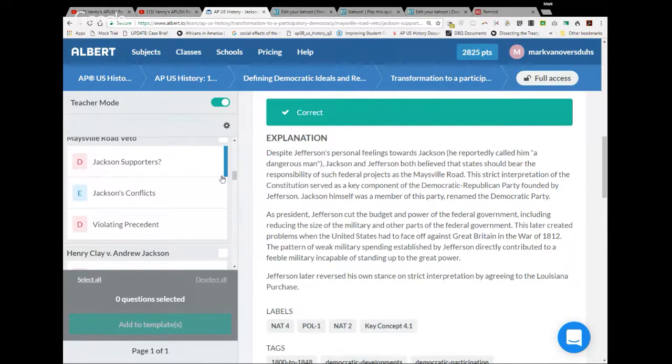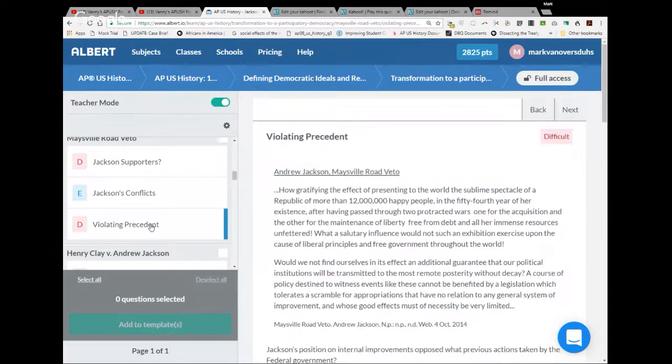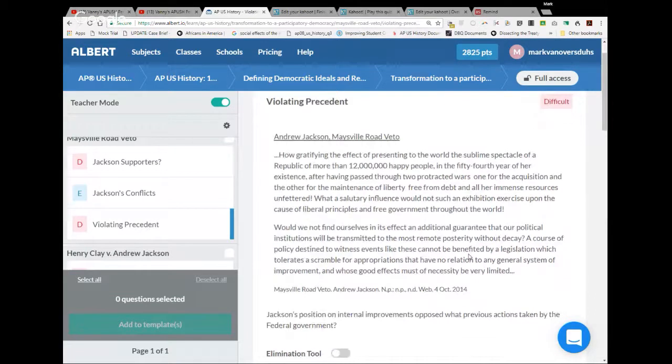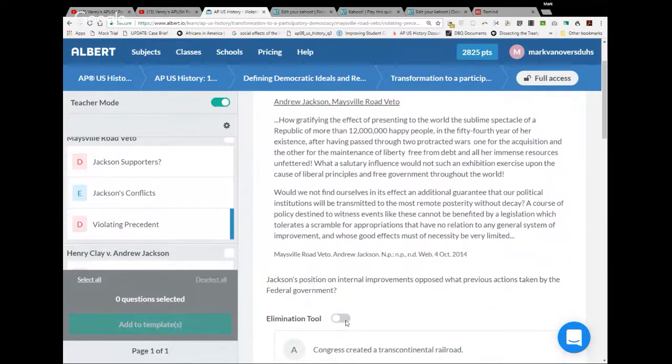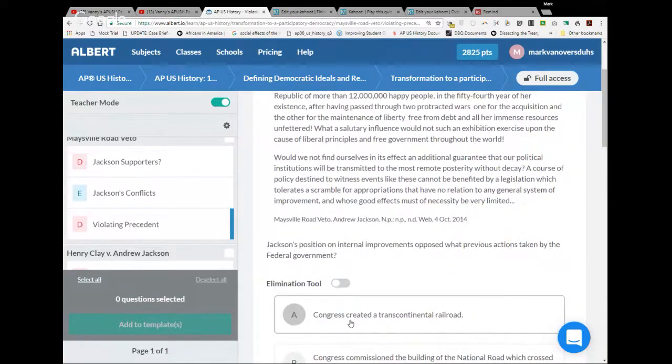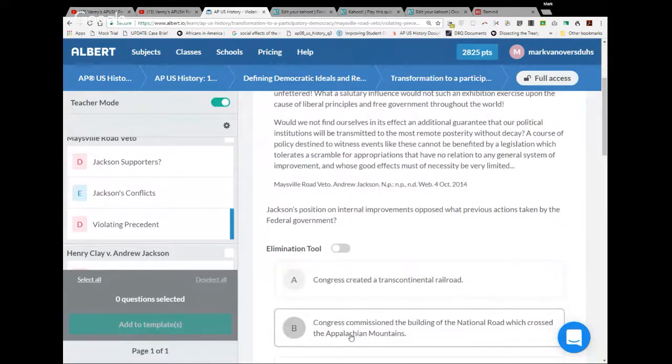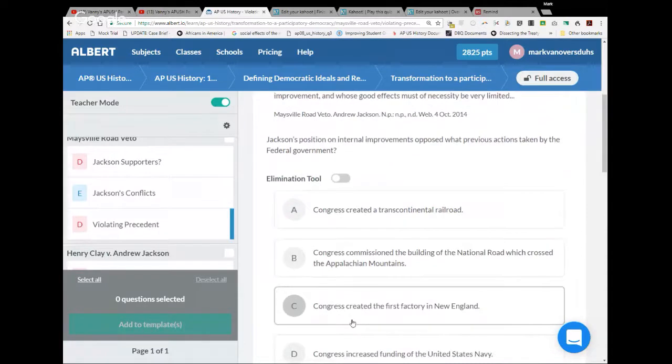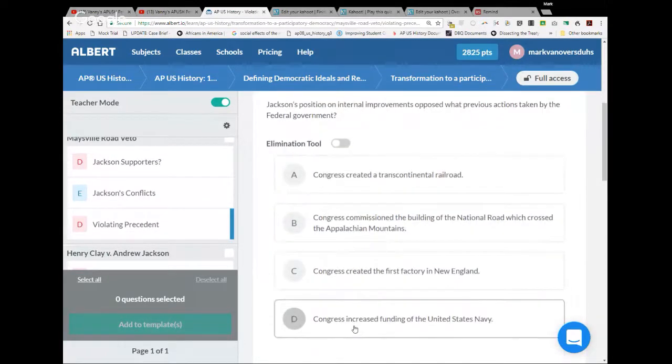Let's see another difficult one. Same stimulus. Jackson's position on internal improvements opposed what previous actions taken by the federal government? A, Congress created a transcontinental railroad. B, Congress commissioned the building of the National Road, which crossed the Appalachian Mountains. C, Congress created the first factory in New England, or D, Congress increased funding of the United States Navy.